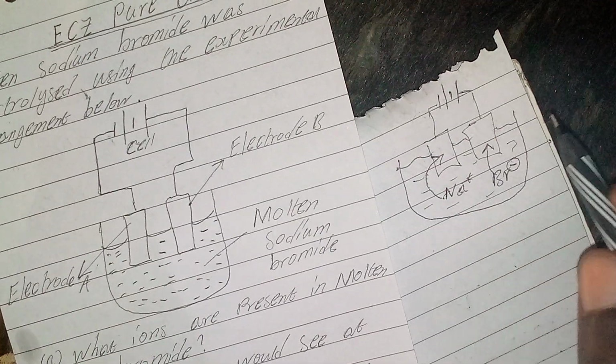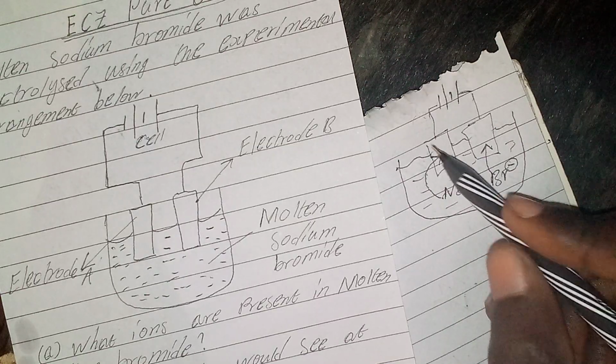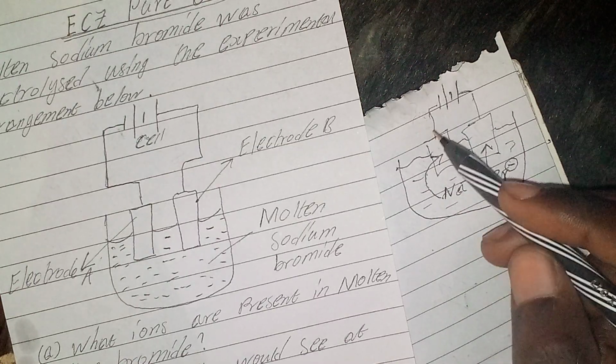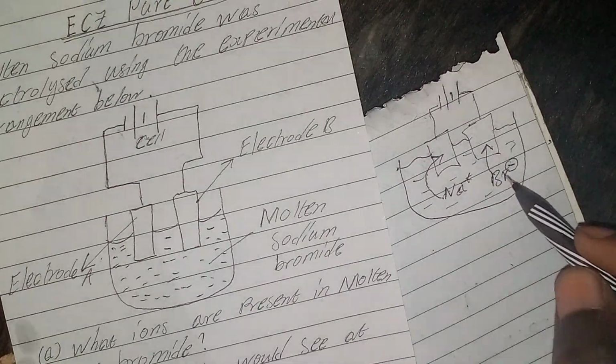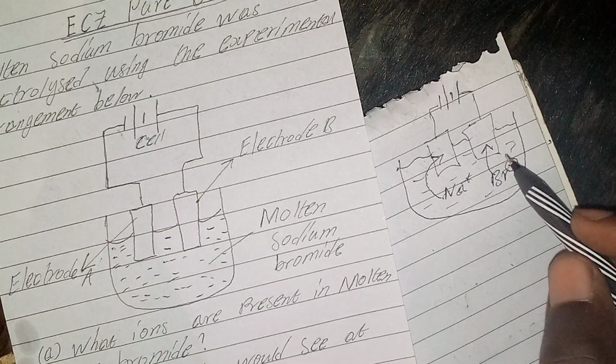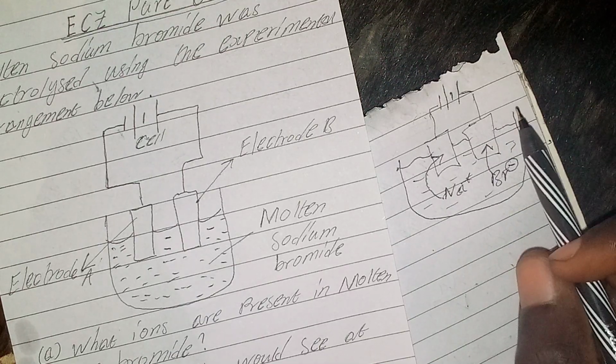So like I've said, the positive ions will be attracted to what? To the cathode, which is the negative part or the negative terminal of the battery, and the negative ions will be attracted to the positive part, which is what? The anode. I hope we are clear.